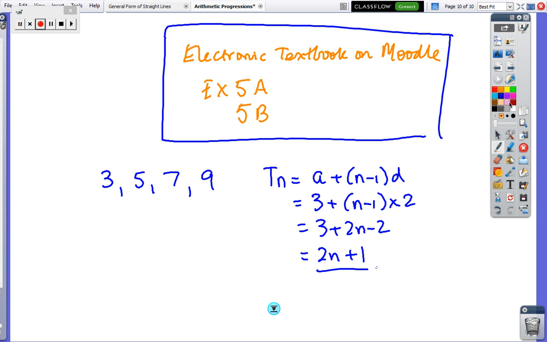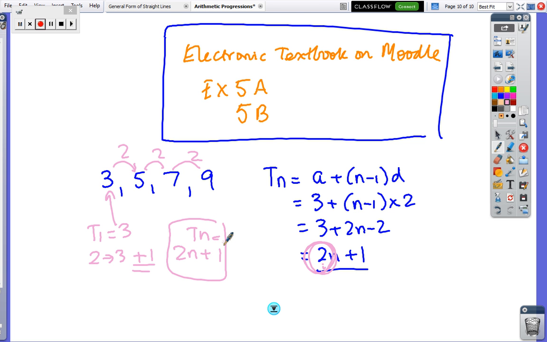So what I want to do is point out the fact that the coefficient in front of the n is always going to be the difference. Okay? So the coefficient in front of n is always the difference. And so what we do is we just say, well, the first term is 3. And so how do you go from 2 to 3? And the answer is you add 1. So the answer is, general term, tn equals 2n plus 1.